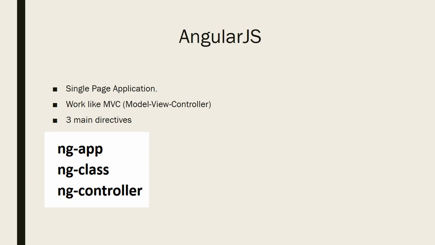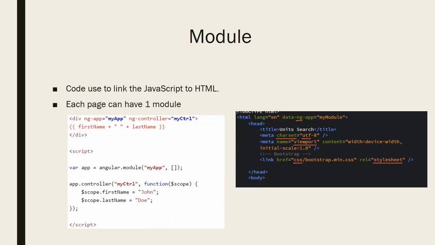AngularJS is basically like a single page application. It works like the model view controller: model being the data, view being the HTML and CSS Bootstrap, and controller being AngularJS. There are three main directives: ng-app, ng-class, ng-controller.